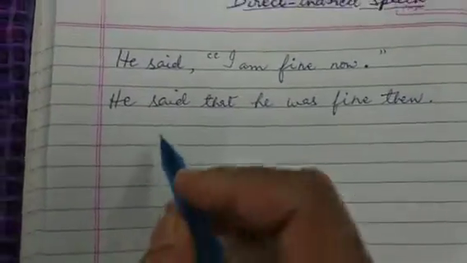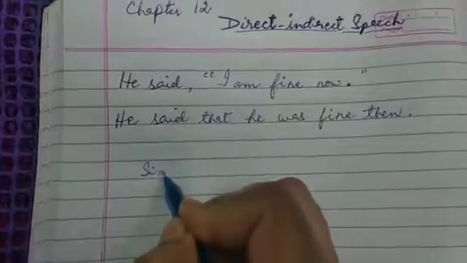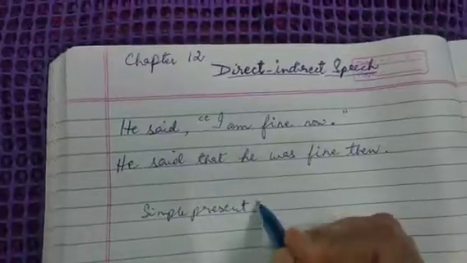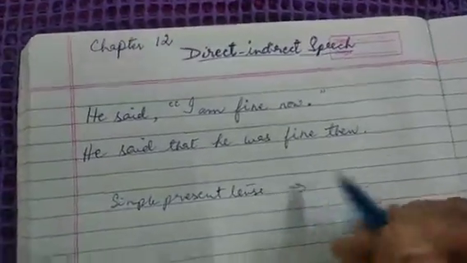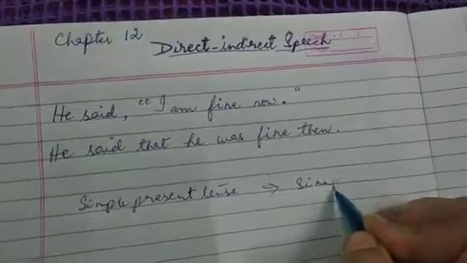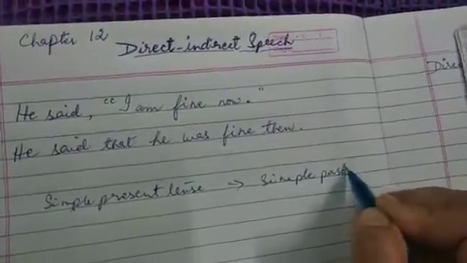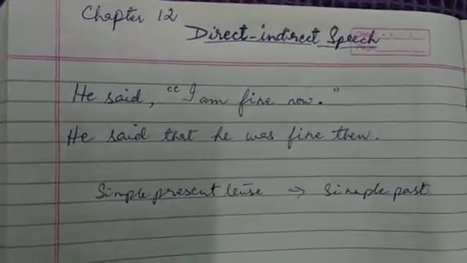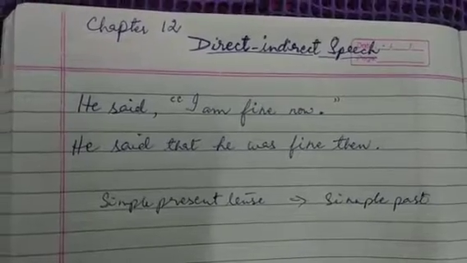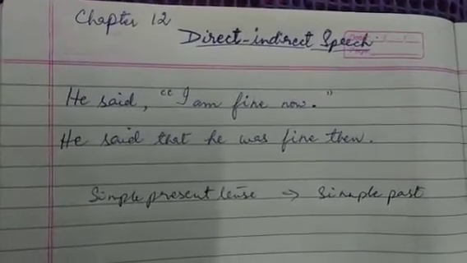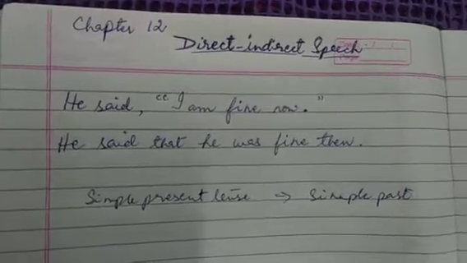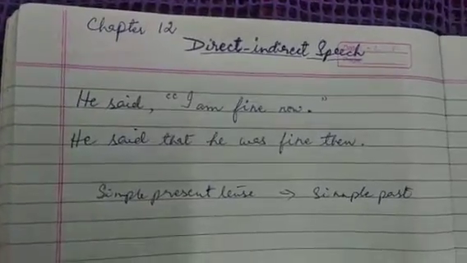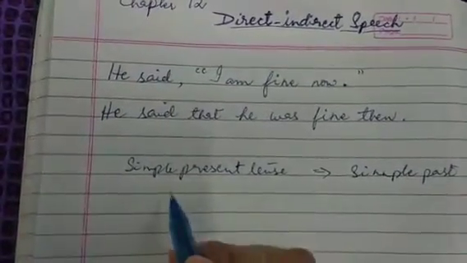So let us begin. The first thing, simple present tense always changes into simple past tense. Now, this is the rule for the sentences that are said by the speaker about any action or any event or any incident happening. But when we are speaking about any natural fact, any natural phenomena, or any universal truth, then the sentence will not change. That we need to take care.